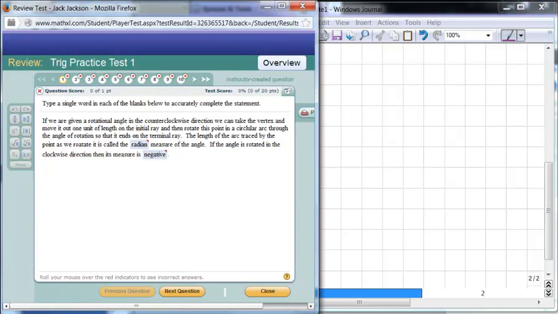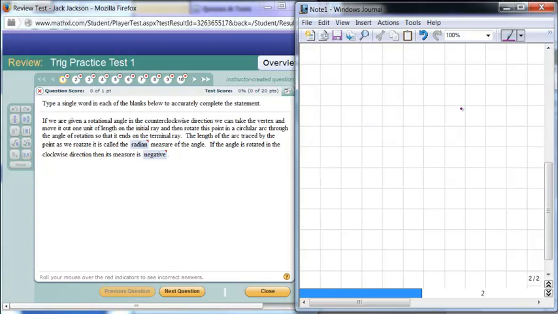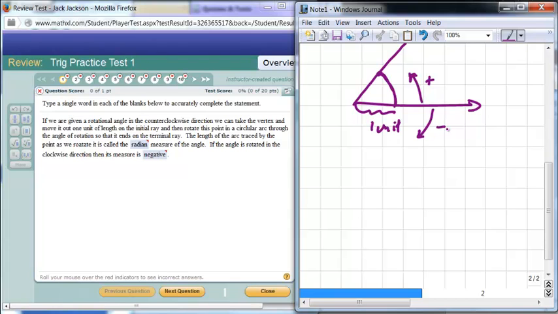If we're given a rotational angle in the counterclockwise direction, we can take the vertex and move it out 1 unit of length in the initial ray, 1 unit, rotate it around, and the arc length that's there is the radian measure of the angle. If it's going this way, it's positive, and if it's going this way, it is negative.